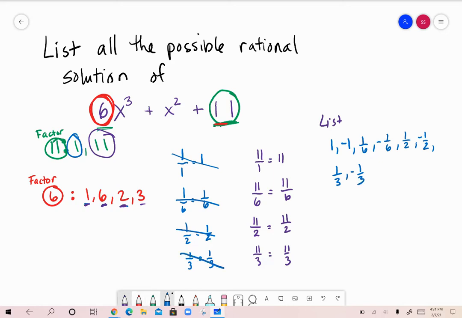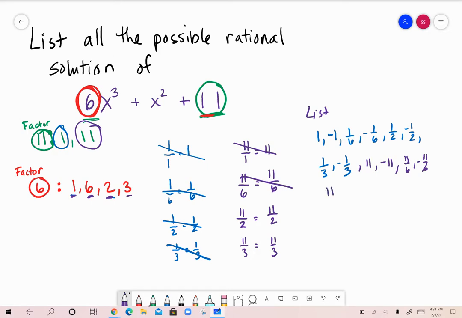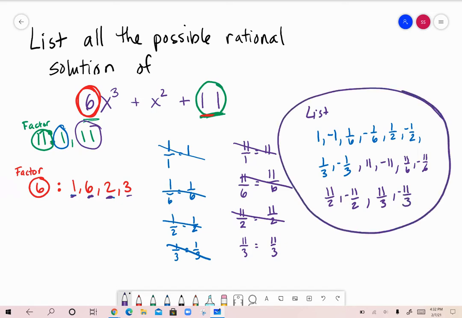All right, next on the list is 11. And then you also need a negative 11. And then 11 over 6. And then you need the negative 11 over 6. And then you do 11/2, comma, negative 11/2. And we're almost done. And 11/3, comma, negative 11/3. And that is all the possible rational solutions of this equation.